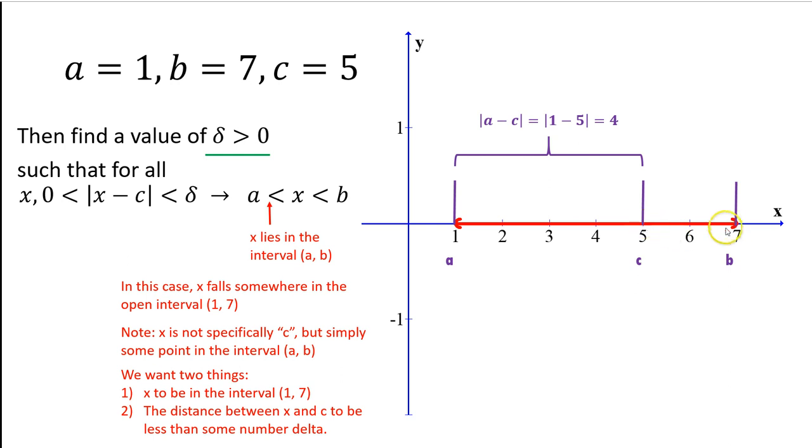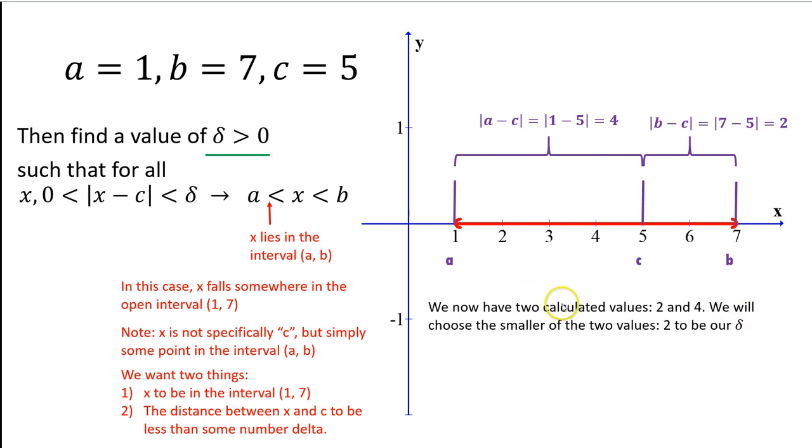Similarly, we can take the distance between c and b. This distance is 2. We now have 2 calculated distances. And the question is, which distance do we want? Well, again, we're trying to solve for delta. So we think about it. If we say delta is 4, well, if I start at c, because that's what this part over here says, the absolute value of x minus c, that means c is one of the points we're finding the distance between. If we start at c and go to the left 4, we get to our a value of 1. Well, that still guarantees we're inside the original interval a to b.